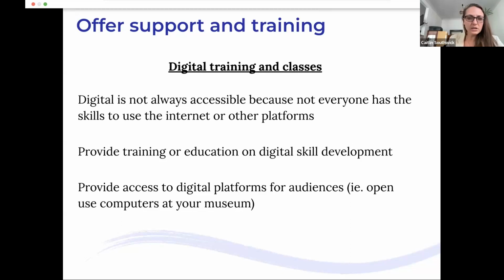And of course, it's also about providing not only the soft skills or the ability, but also providing the platforms. So for example, having computers at the museum that can be open to visitors to use to access your collections is a great way that you can provide more compatibility with social impact.